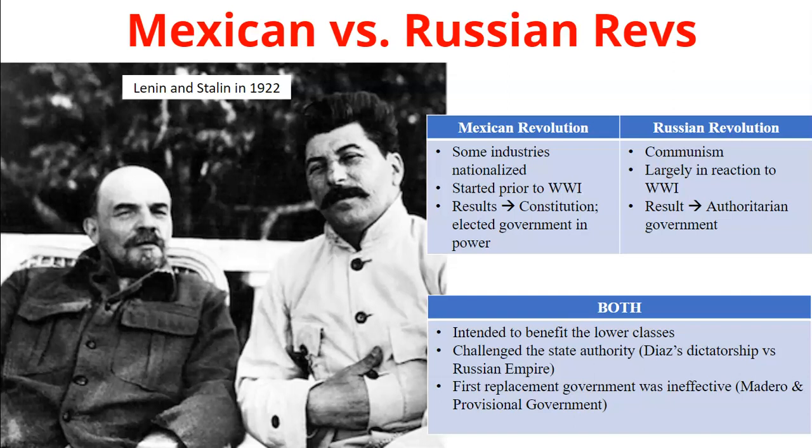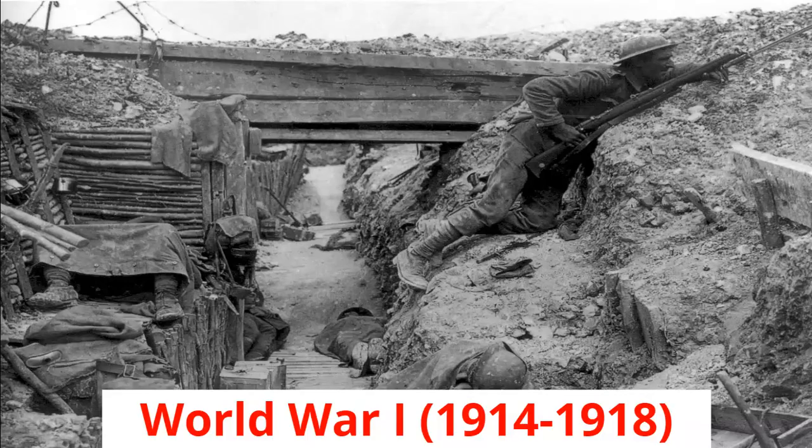Now, what they both have in common is they both intended to benefit the lower class. They both challenged the state authority. Of course, you have Diaz's dictatorship, where he was in power for 31 years, versus the Tsar's empire in Russia. And the first replacement government, of course, was ineffective. You have Madero, who falls apart, and then the provisional government in Russia. So it's good to know this comparison, especially when we start getting into LEQs.